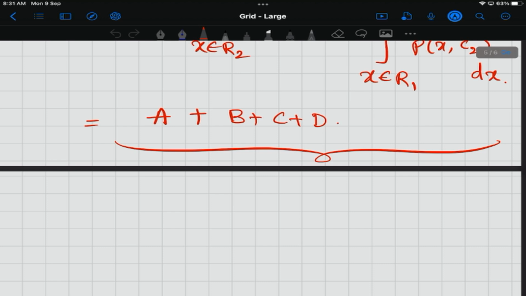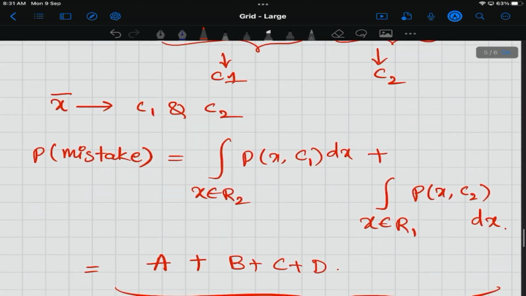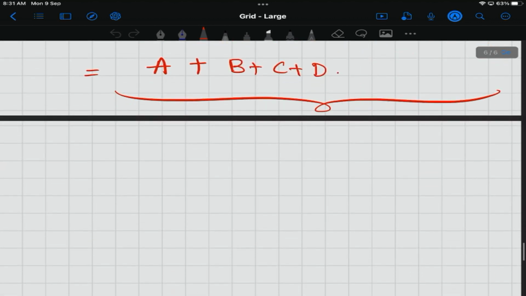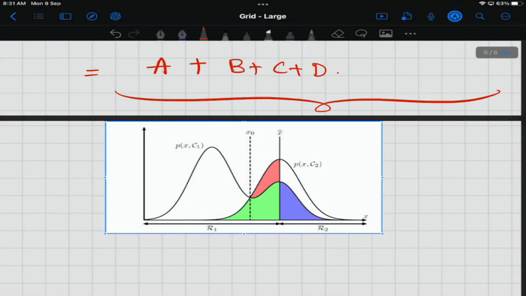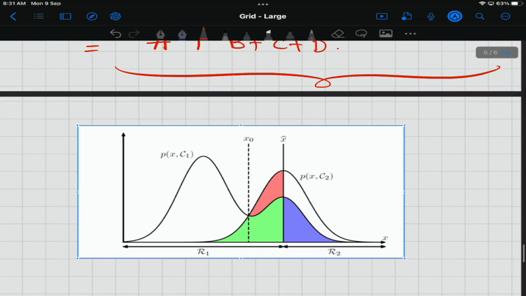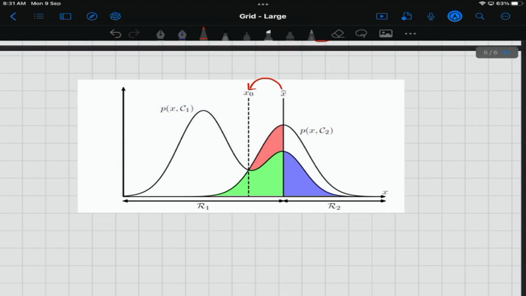What is x naught? I'll tell you, but as of now, concentrate only on x hat. If I am taking x hat as the boundary, then this is the probability of mistake. Did you get till there? Okay. Now change your boundary from x hat to x naught.